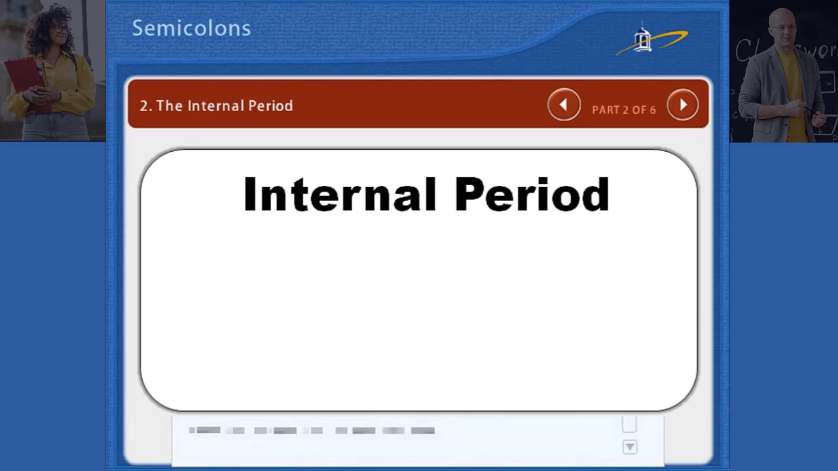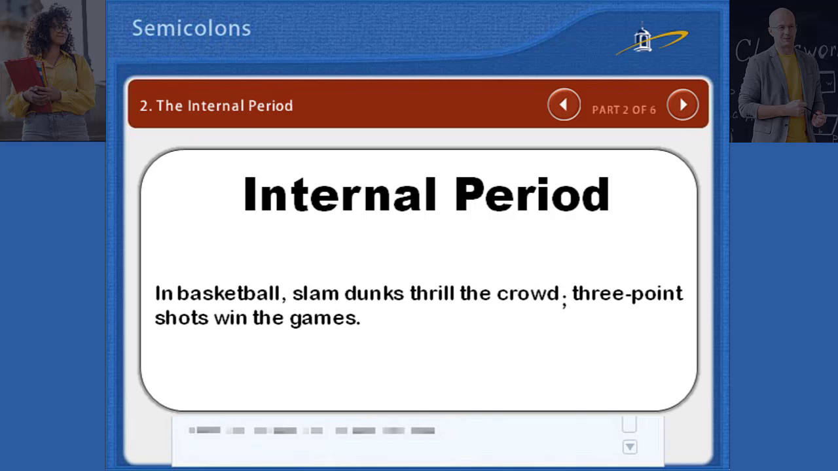Well, the first one is called an internal period. A what period? Internal period. It's the same as a regular period, except you don't capitalize after it. Here's an example. In basketball, slam dunks thrill the crowd; 3-point shots win the games. Now, how many sentences do you see? 2. One about slam dunks, one about 3-point shots.